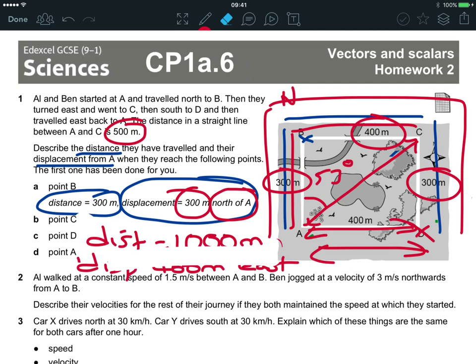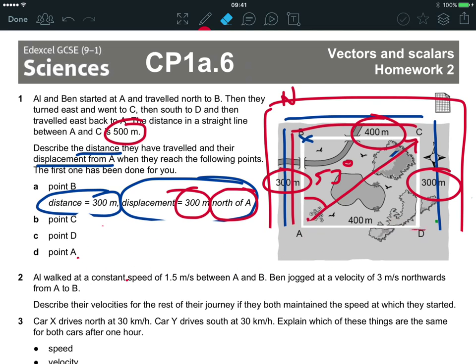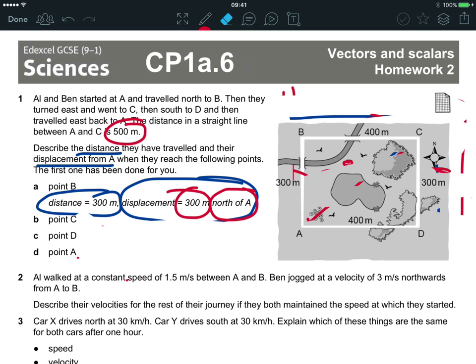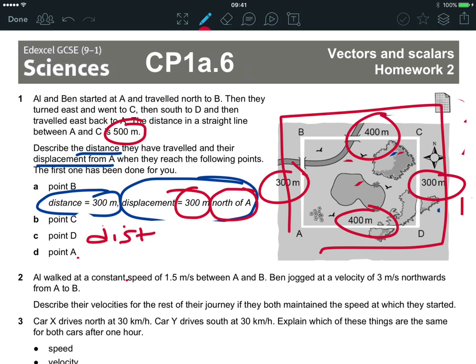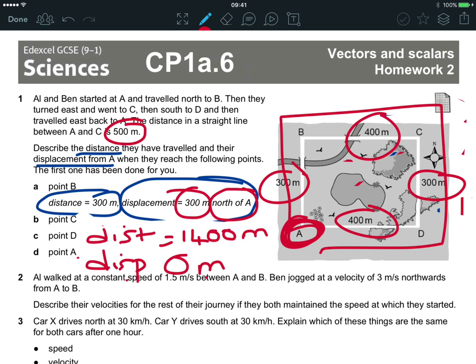And then finally, if we get back to point A, let's just clear this picture up a little bit. If we go all the way round and come back to point A, our distance travelled is going to be all these added together, 300 plus 400 plus 300 plus another 400, which comes out at 1,400 metres. But our displacement, how far we are from our starting position, which is A, is going to be 0 metres. And of course that one won't need a direction because we haven't moved anywhere.